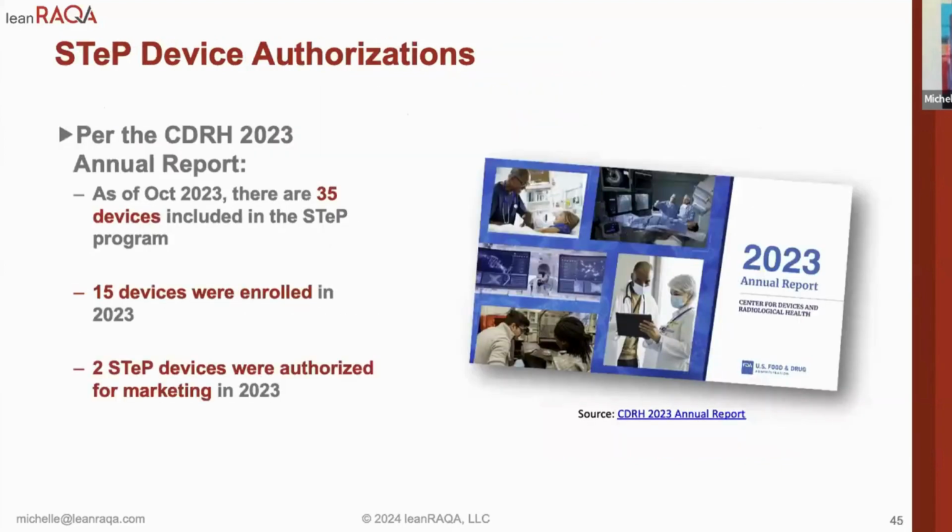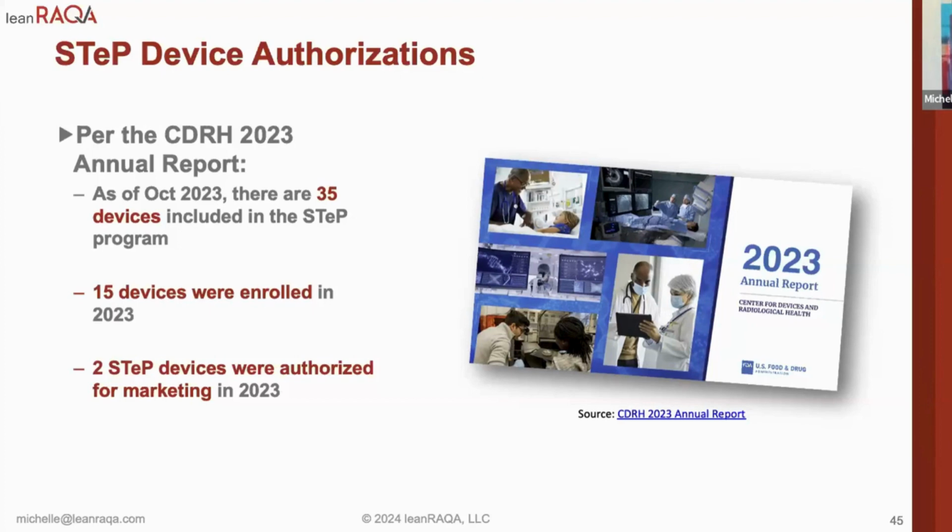If we look at the data, there's not as much data around the STEP authorizations. It is a newer program than the Breakthrough Device. So the information we have is from the CDRH annual report. As of October of 2023, there are a total of 35 devices in the STEP program since its inception. And of those 35, 15 were enrolled in 2023. And only 2 of the 35 have made it through the STEP process and were authorized for marketing.